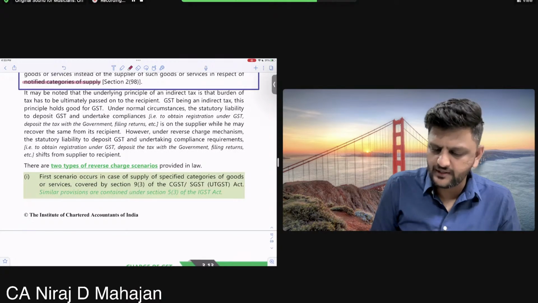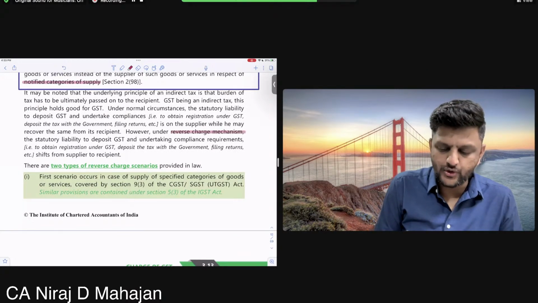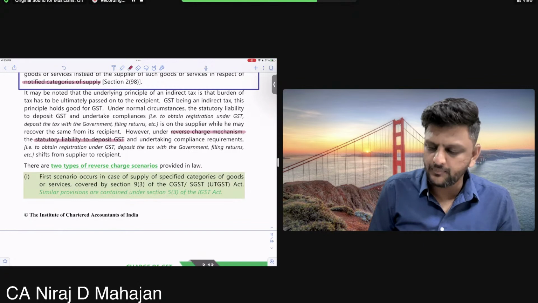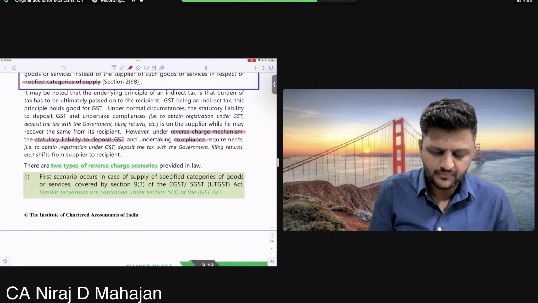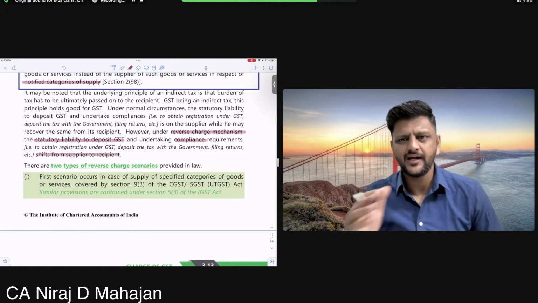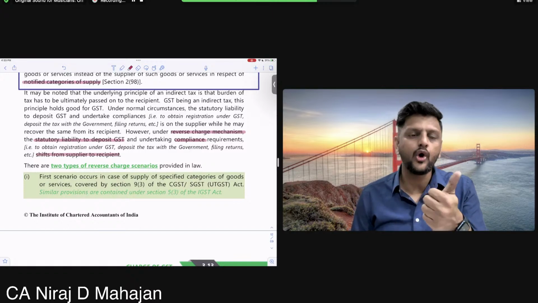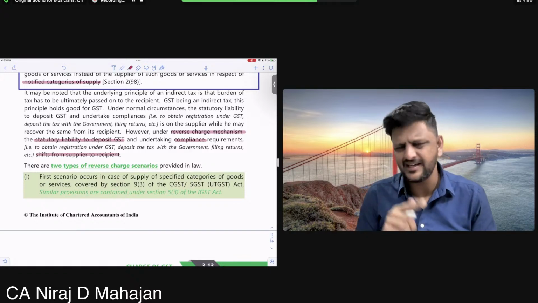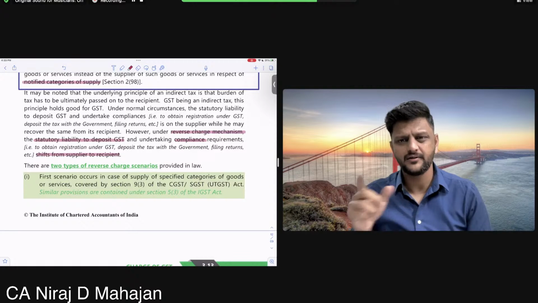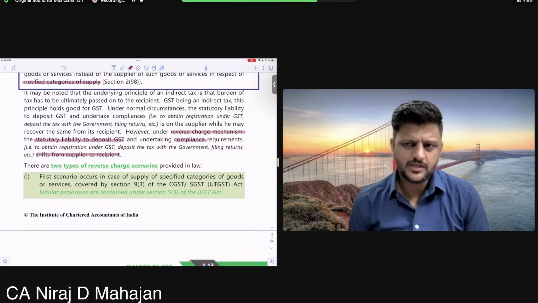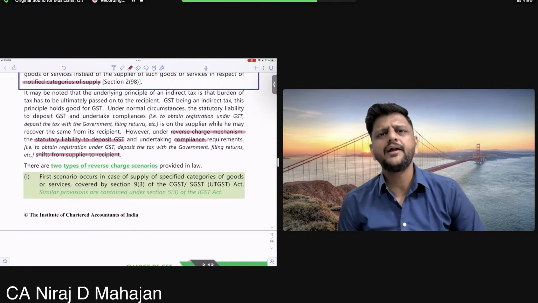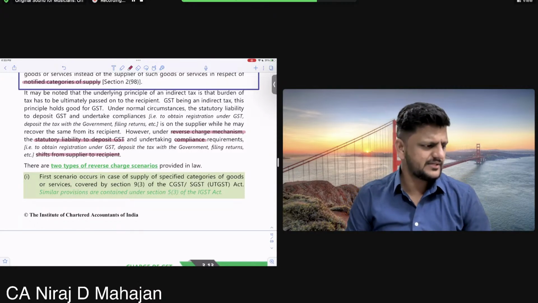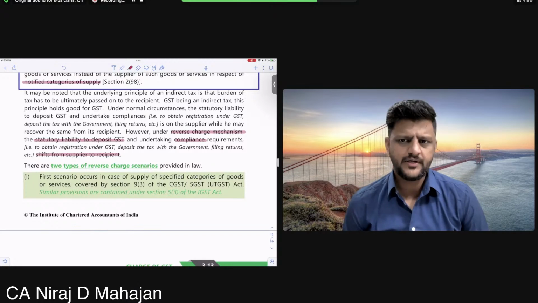Under reverse charge mechanism, the statutory liability to deposit GST, compliance, all of that will be done by whom, kids? The recipient. That burden shifts from supplier to recipient. I think I told you also, when the supplier is in an unorganized sector, or he is a small supplier, or he's not such a big supplier that he can do all the compliances, in that case, we shift the burden on the recipient.